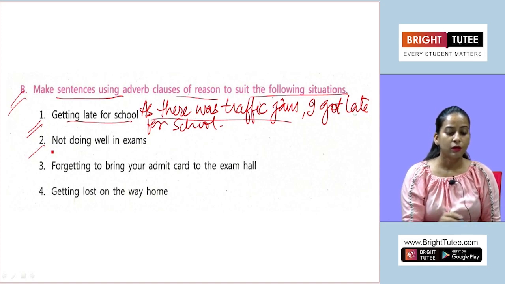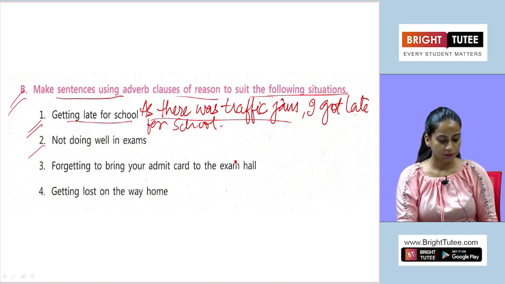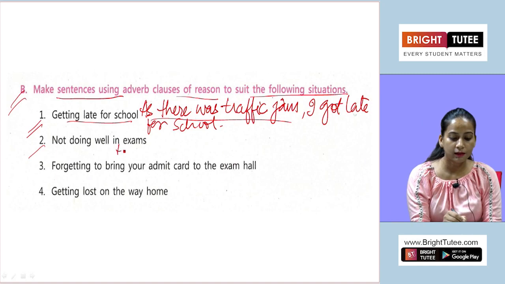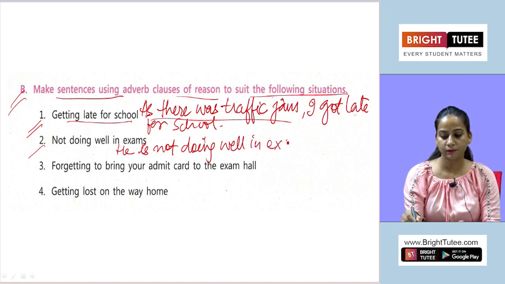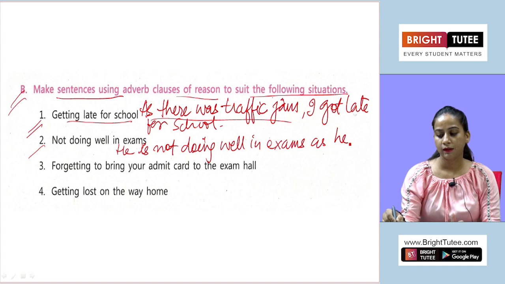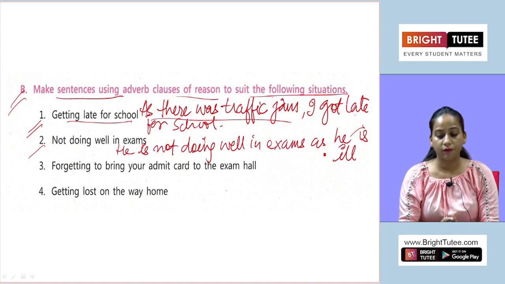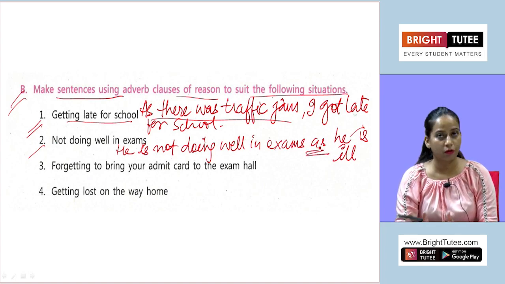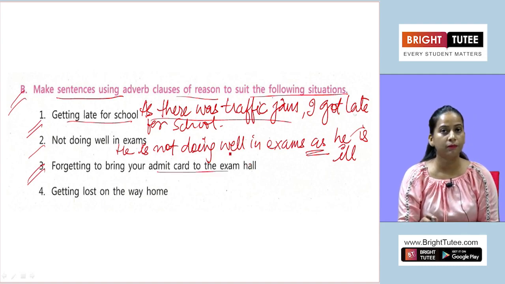The second one, not doing well in exams. So you can mention he is not doing well in exams as he is ill or he is sick. Even here, instead of as you can mention because also. Clear? So any of those particular words can be used here accordingly. The third one, forgetting to bring your admit card to the exam hall.